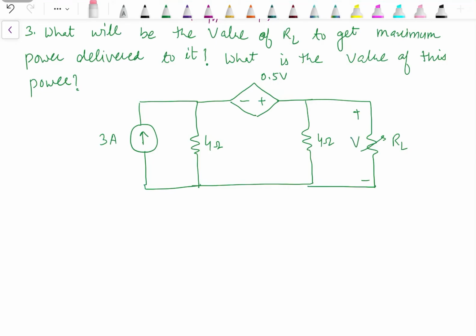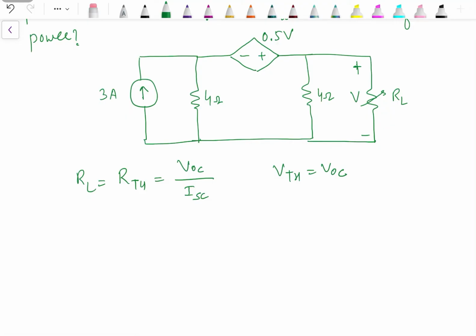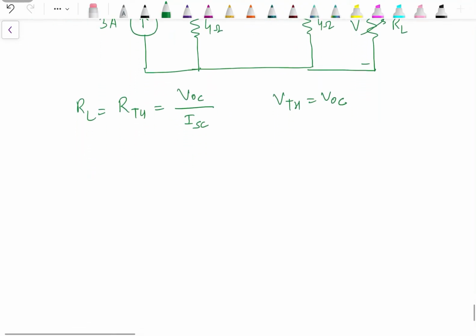This is not V1, this is actually V. 0.5 V. So V is the voltage across the load resistance. Again, due to presence of this dependent source, we need to find out the value of RTH as ratio of open circuit voltage to short circuit current. VTH is same as VOC. So we need to find out open circuit voltage as well as short circuit current.